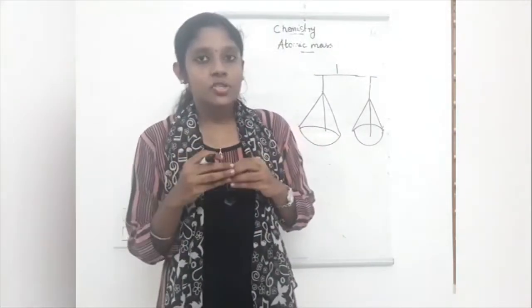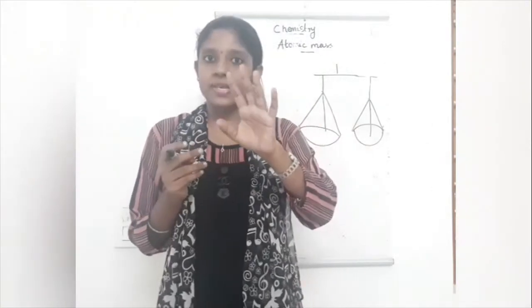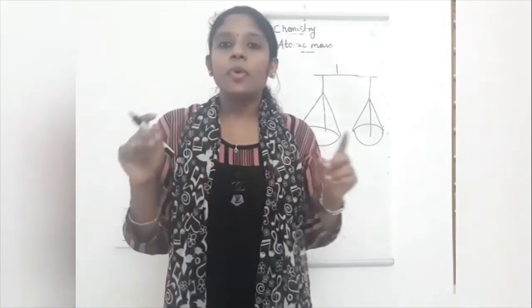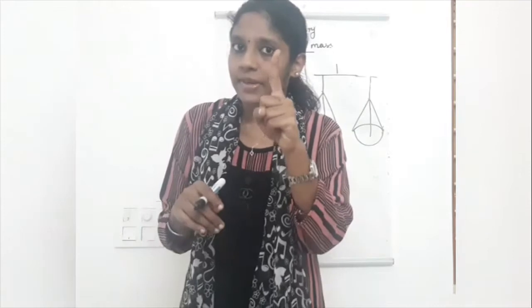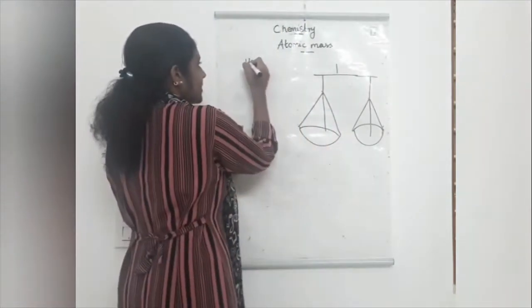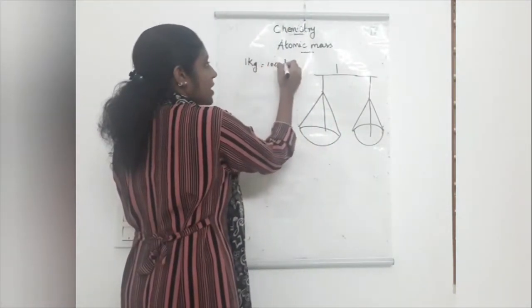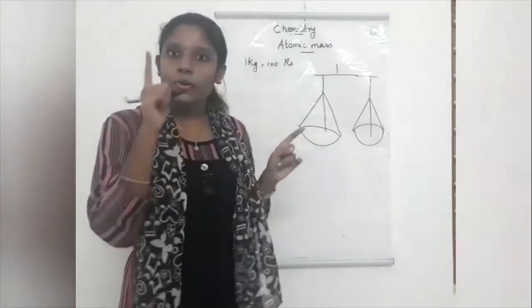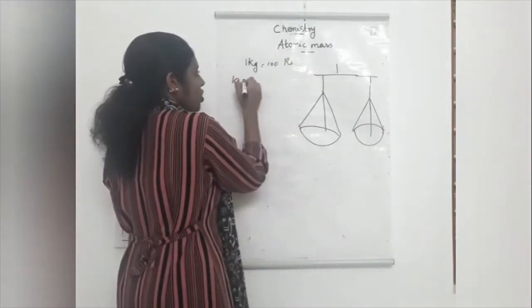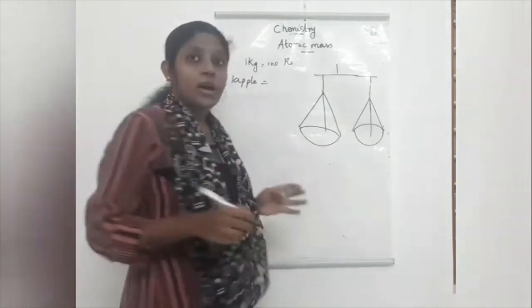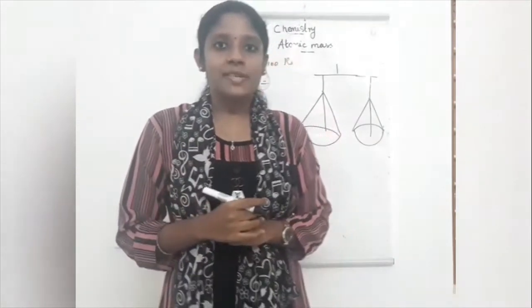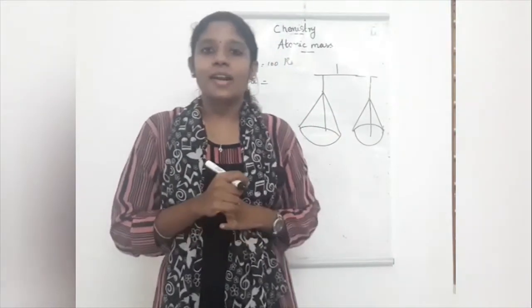Okay, so for example you are going to a shop and telling the shopkeeper, I want 1 kg of apple, and the shopkeeper is saying yes, 1 kg of apple costs 100 rupees. So you are saying, no, I don't need 1 kg, I need only 1 apple. So the shopkeeper will be confused about what the cost of 1 apple is. So we are going to find what is the cost of 1 apple here.